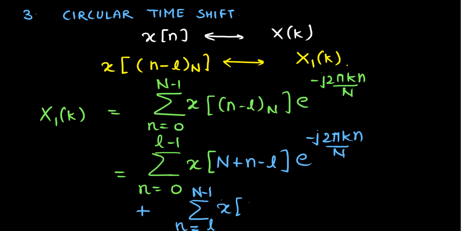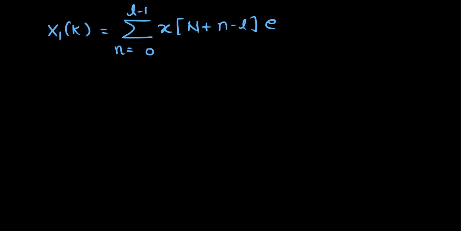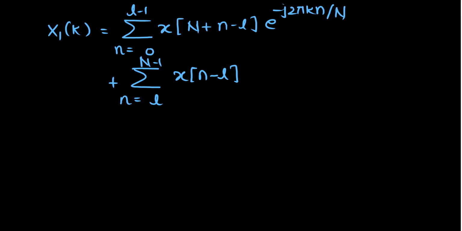So we have it as n minus L into e to the power minus j 2 pi kn by capital N. So we have x1 of k is equal to summation n running from 0 to L minus 1 x of n plus n minus L multiplied by e to the power minus j 2 pi kn by n, plus summation n running from L to n minus 1 x of n minus L multiplied by e to the power minus j 2 pi kn by n.